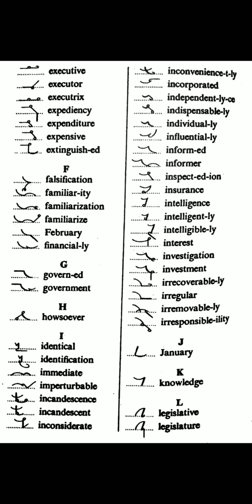M stroke, another M stroke halved and thickened for immediate. M stroke, P with R hook halved, upward R on the line is used here for imperturbable.